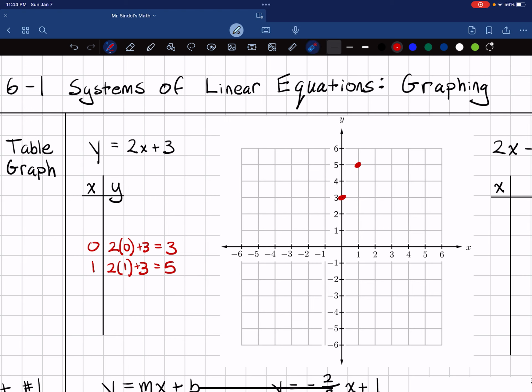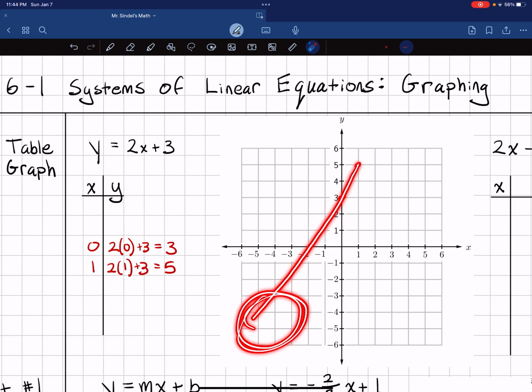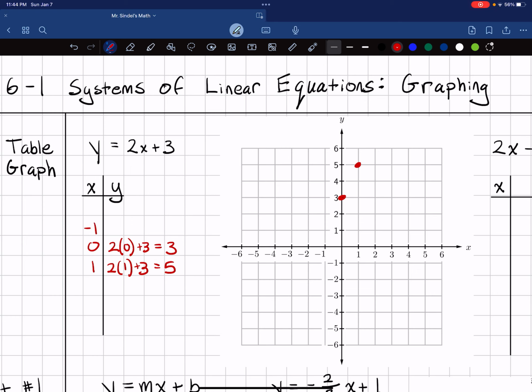And I can probably see that, by the way, anytime you have 2 points, you're done. You can make the line. But the problem with making just 2 points is you might be really, really inaccurate when you go really far away. So maybe let's plug in a number over here, like -1 or -2, and see what happens. Let's plug in -1 and see what happens.